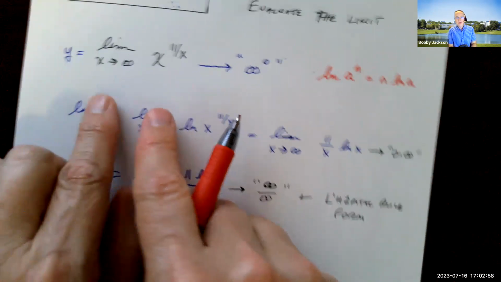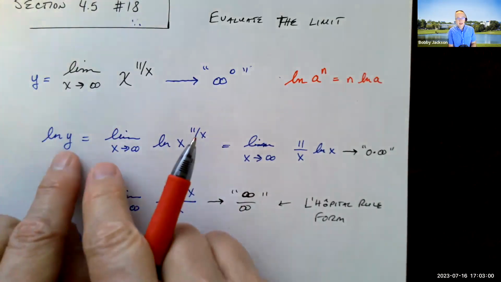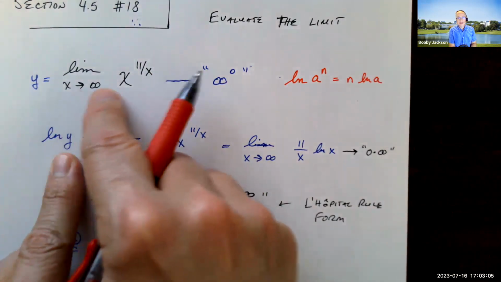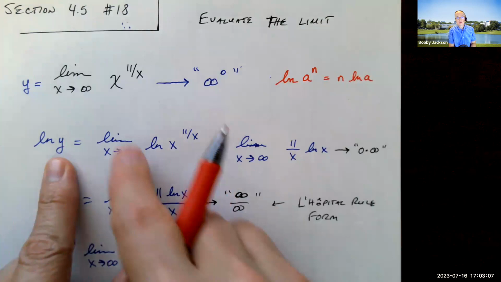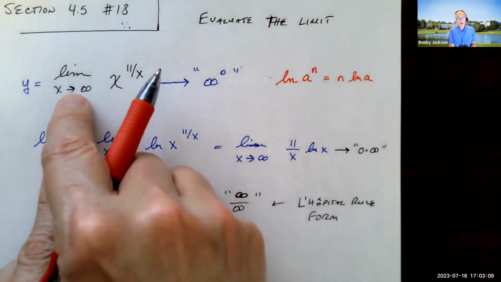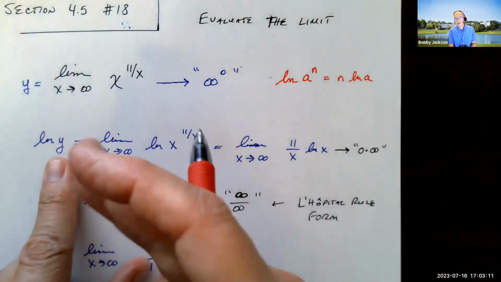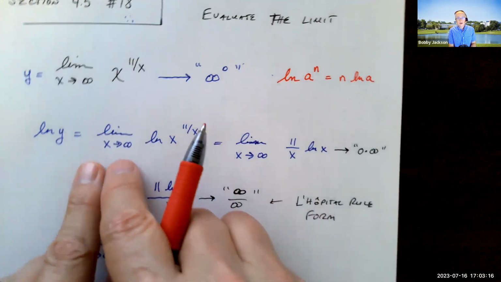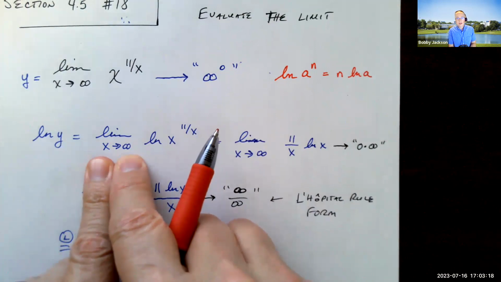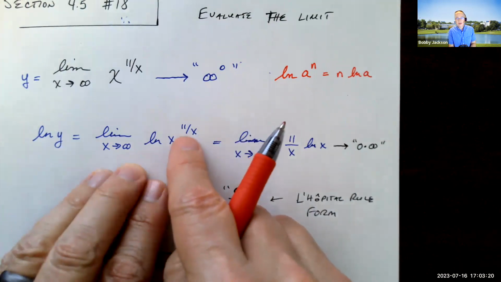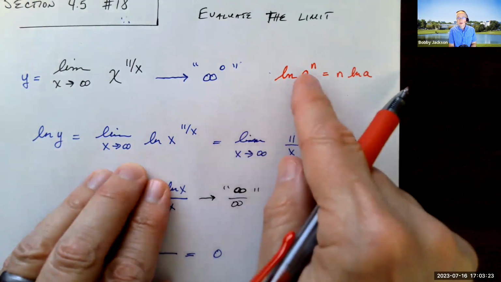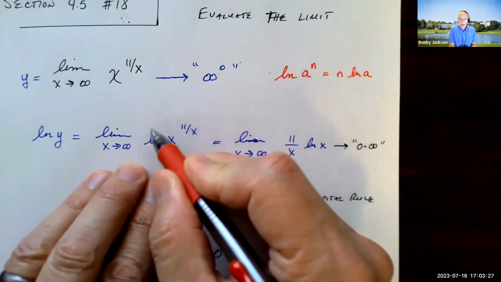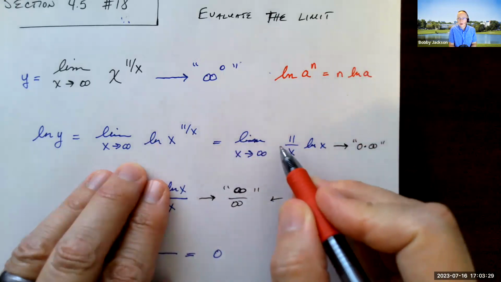I'm going to let y be the limit that we're trying to find and take the natural log of y. Well, if I take the natural log of this, I can bring the natural log inside this limit because the natural log is continuous on its domain, and we're fine because the domain is everything greater than 0, and we're going to infinity. So this is the limit as x goes to infinity, natural log of x to the 11 over x power. So I'm going to use this property, and this is like my n, my power. I'm going to bring it down in front, right, using this property here.